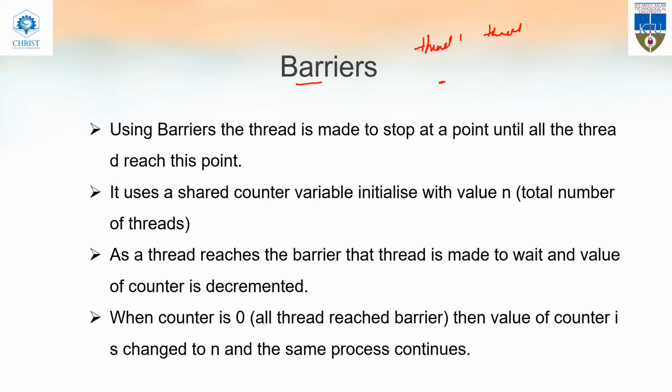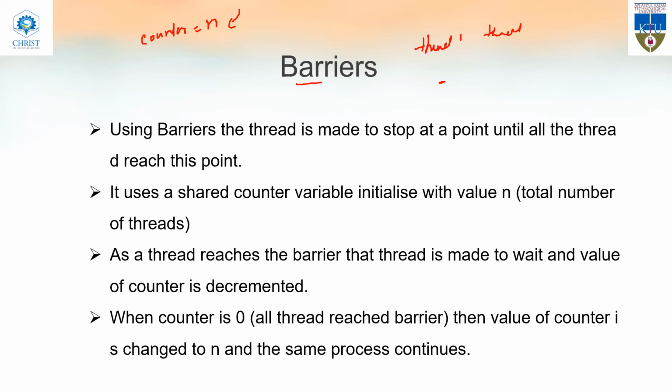Actually, what happens is there will be a counter, and initially the value of the counter will be n. If there are n threads, the initial value of the counter will be n, where n is the number of threads. When the first thread reaches the barrier, the counter gets decremented to n minus 1. When the second thread reaches the barrier, it moves to n minus 2.